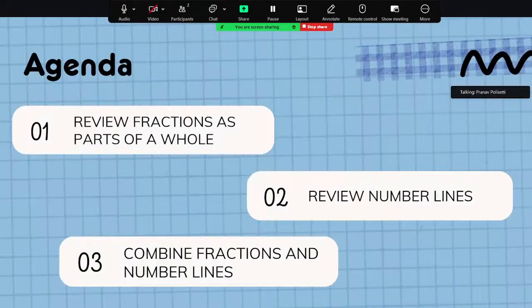So, the agenda for today: first we'll review fractions as parts of a whole, and then we'll review number lines and how they work. Finally, we'll combine the two topics and learn how fractions can be put on number lines and how you can easily visualize parts of a whole but on a line.